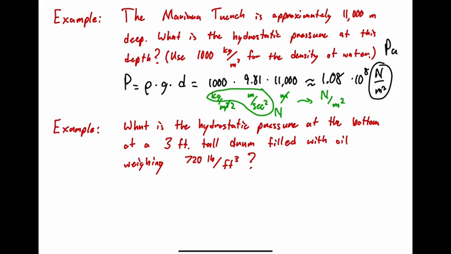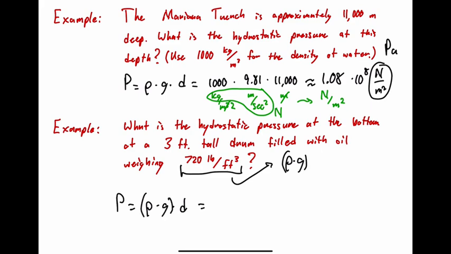Let's take a look at the second example. What is the hydrostatic pressure at the bottom of a 3-foot tall drum that has oil that weighs 720 pounds per cubic foot? This is a weight density. A weight density is rho times g all taken together. So we still have the same formula for pressure. Pressure is mass density times acceleration due to gravity times depth.